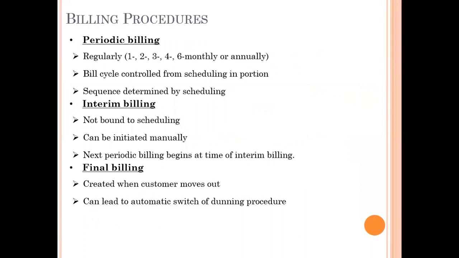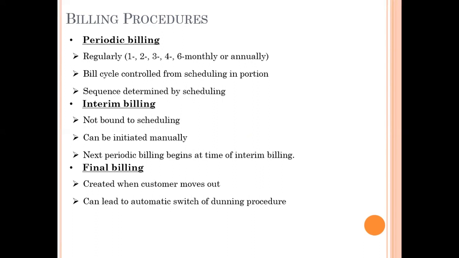Okay. Now these are the basic things for a billing. Billings are of 3 types mostly. It's periodic billing, interim billing, and final billing. So periodic billing is happening for a particular period, it may be monthly, bi-monthly, quarterly, or 3 times in a year, or half yearly or annually.